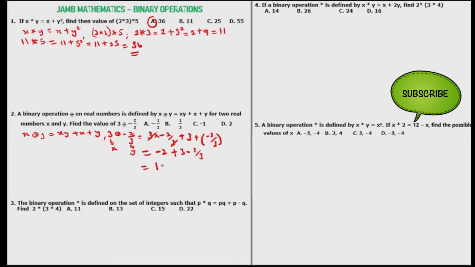That is plus 1. Plus 1 minus 2 over 3 is going to give you 1 over 3. Final answer. So the option here is 1 over 3, which is option B.